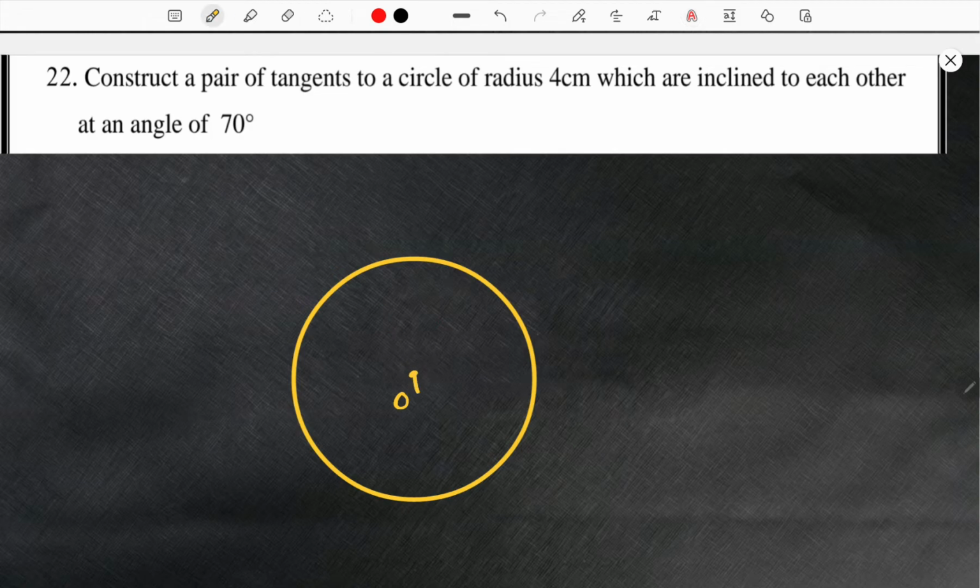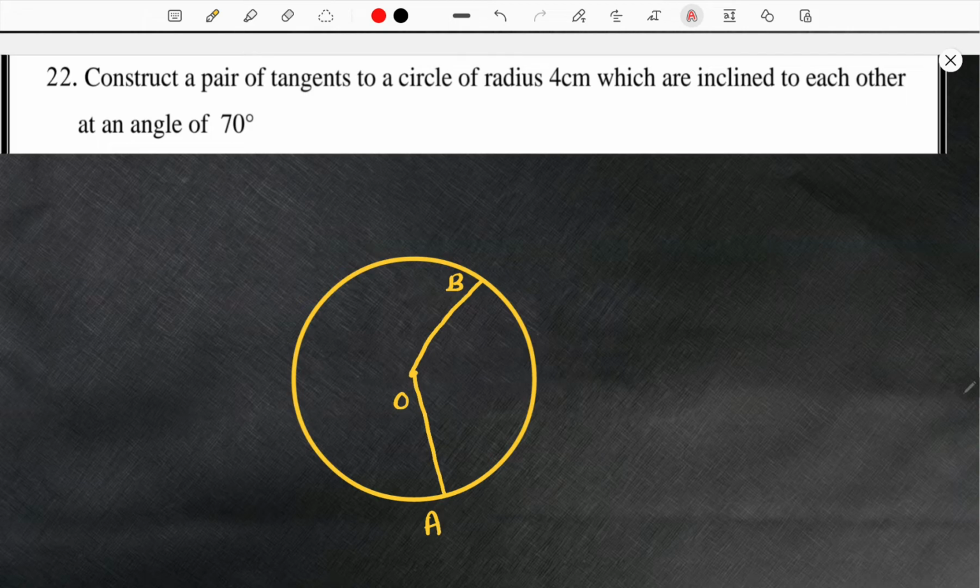So what you do, you draw one radius here. Let us name this as A, and by using the protractor, you construct an angle which is 110 degrees. This angle should be 110 degrees and you do it with the help of a protractor, no issue. Let me call this point B. So this angle is 110 degrees. Why is it 110 degrees? Because the tangents will be at an angle of 70 degrees, and it has to be 110 degrees.